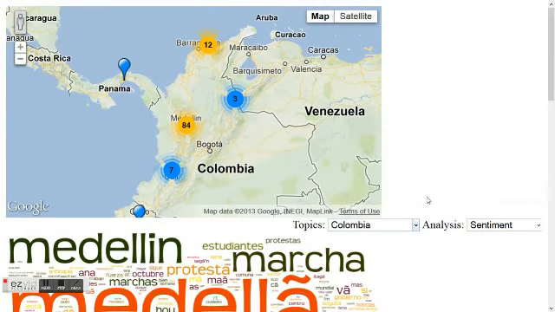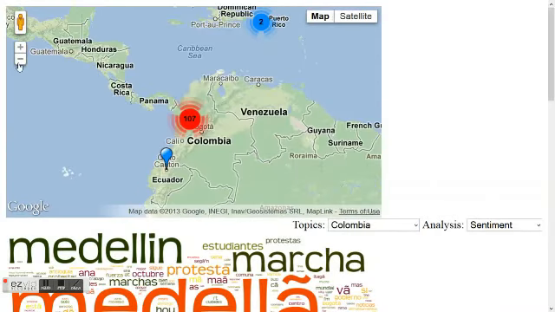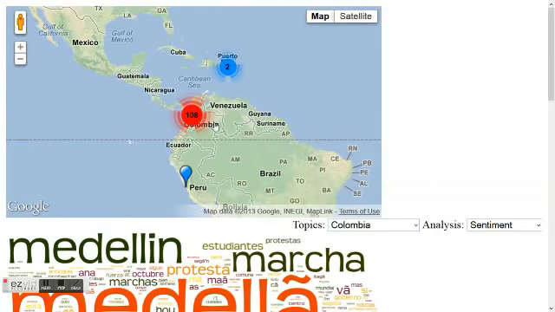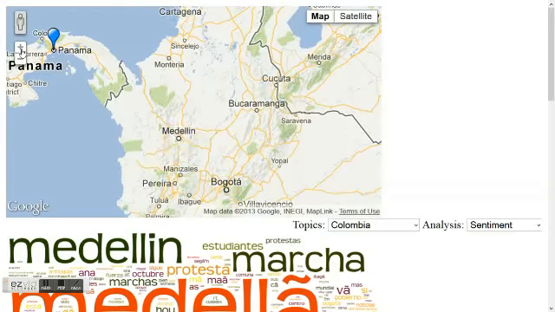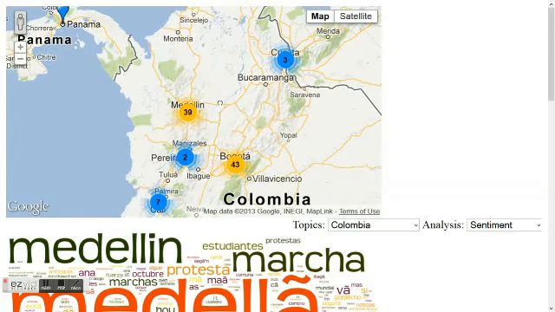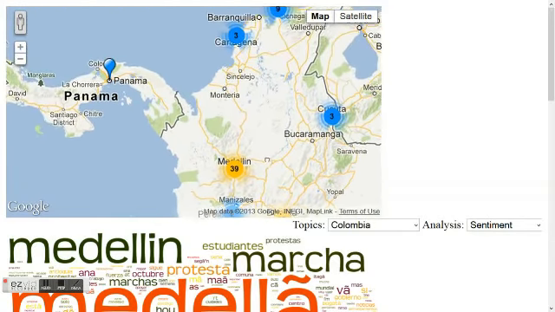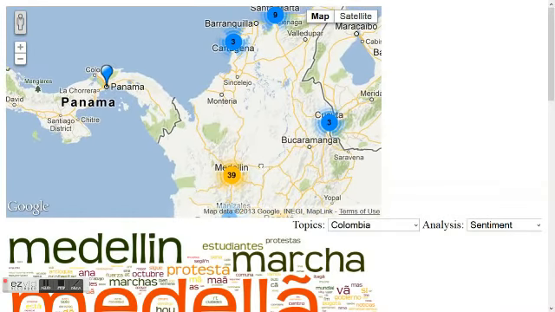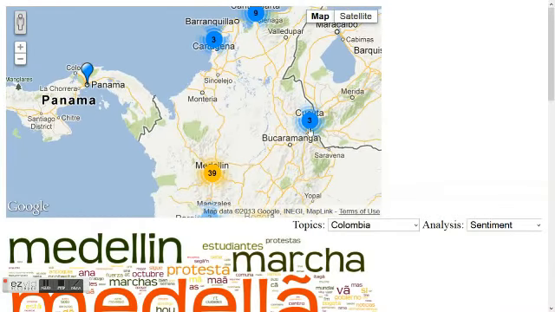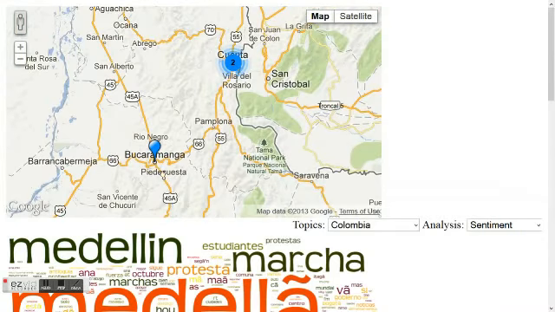When we click on the Colombia dataset, we can see that the majority of the tweets originated from the country of Colombia. There are a few outliers from countries like Puerto Rico and Peru. If we zoom in, we can see that the majority of the tweets came around the area of Medellin. If we further zoom in, we can see individual tweets and where they originated from.